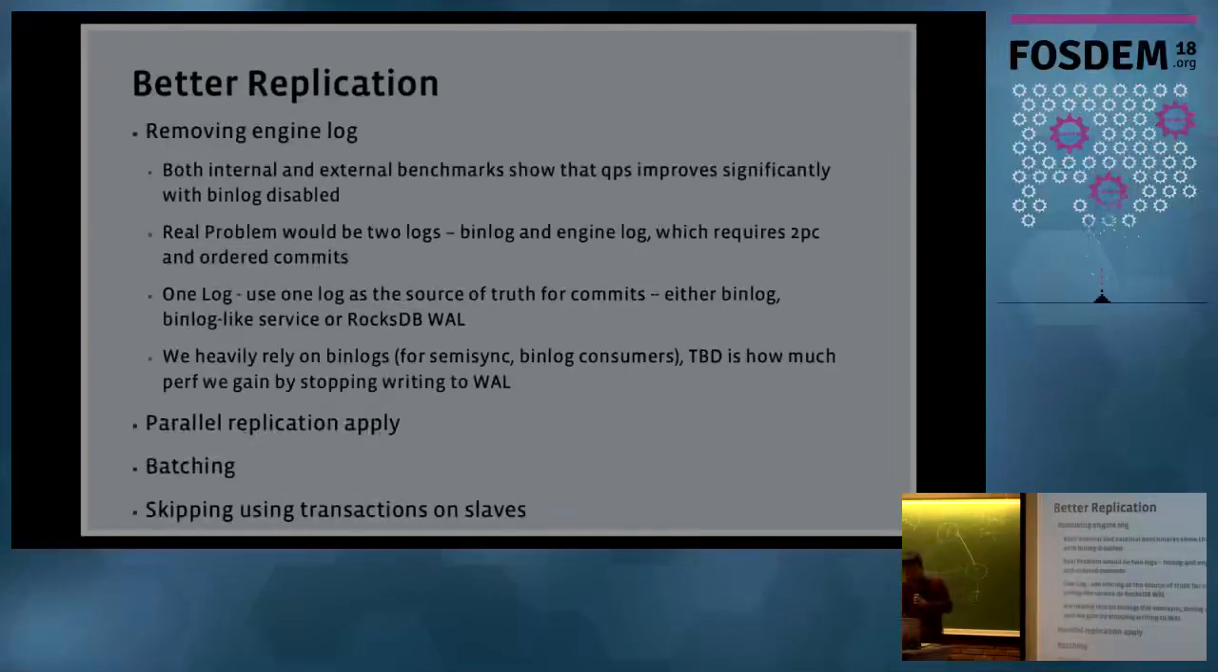Now, better replication. Most of the benchmarks, like Percona or Amazon are doing, show that write QPS improves significantly when the binlog is disabled. When enabling binlog, which is almost all production environments, then suddenly write QPS drops. We think this was mainly caused by 2PC between the binlog and the engines.